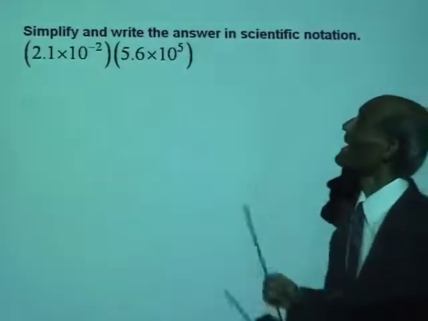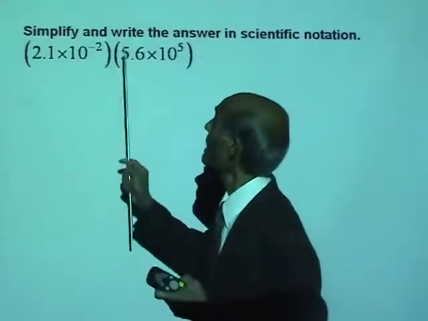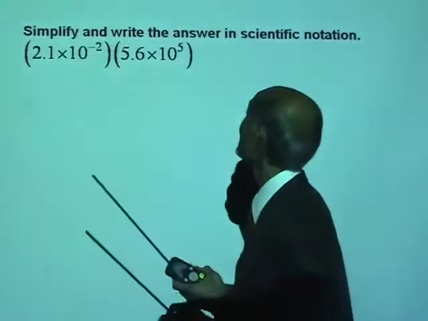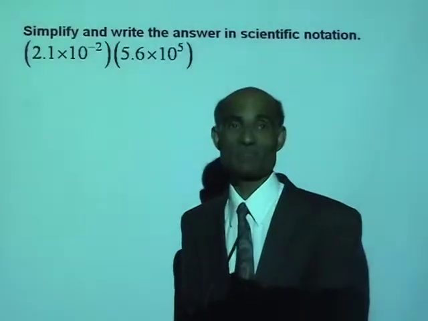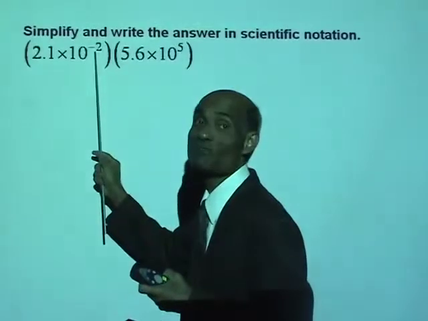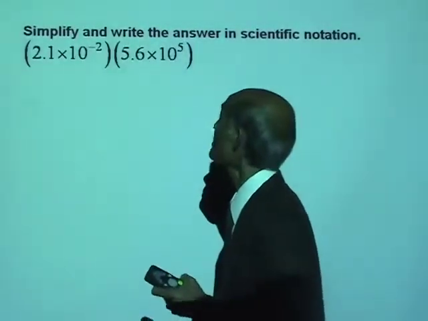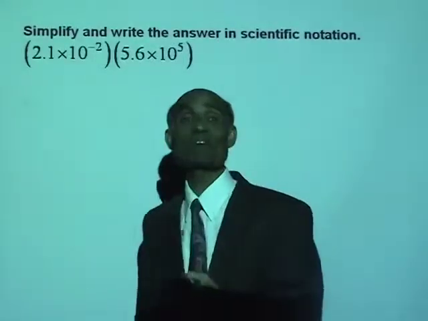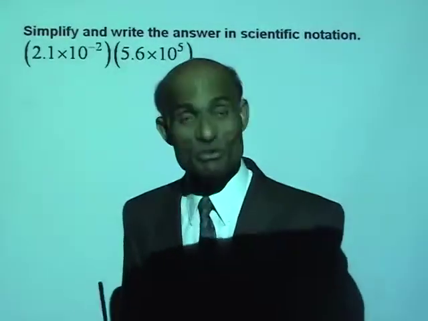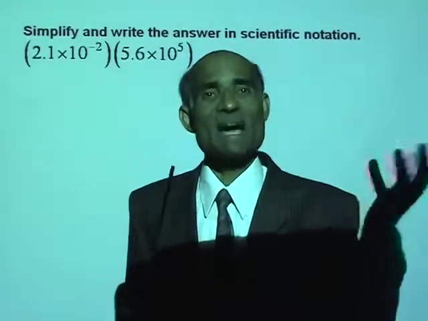Okay, let's now do a simplification. Simplify and write the answer in scientific notation. 2.1 times 10 to the negative 2 multiplied by 5.6 times 10 to the negative 5. Now, this is the same kind of simplification we did in the past.